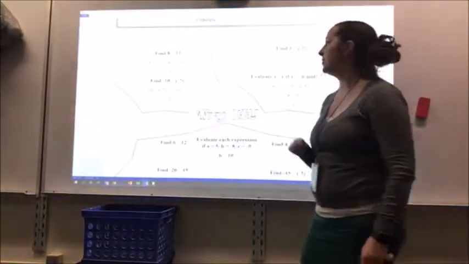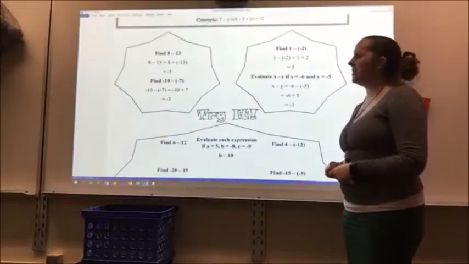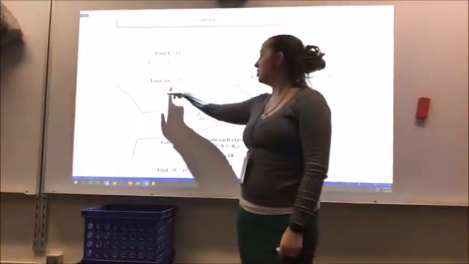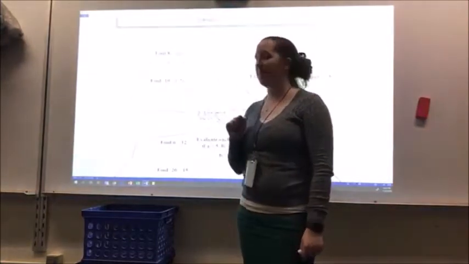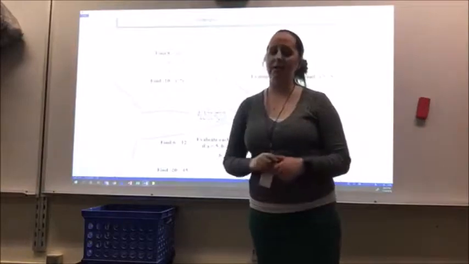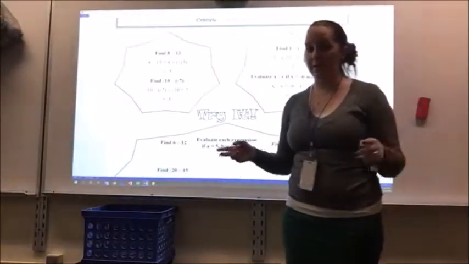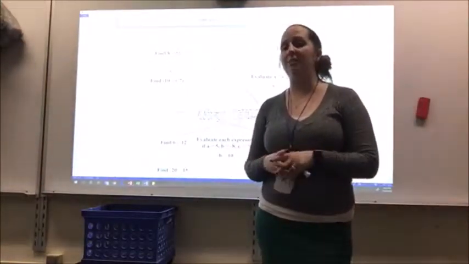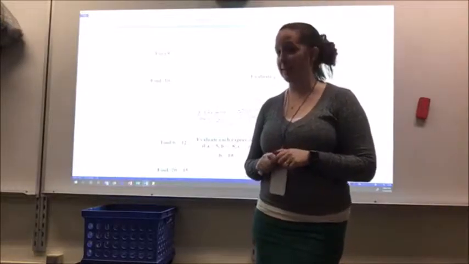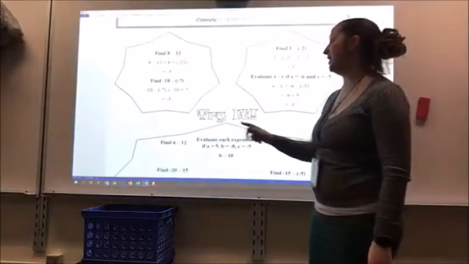Negative 5. Okay? Then I have negative 10 minus a negative 7. So this, two negatives right next to each other become a positive. Negative 10 plus 7. Again, they're enemies still because they're different signs. 10 minus 7 is 3. 10's bigger, 10 wins, 10's negative. So my answer is negative, negative 3.